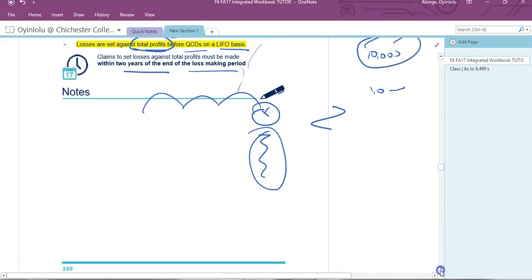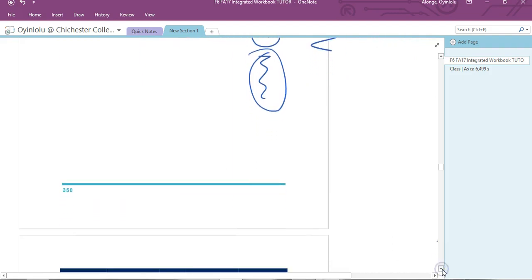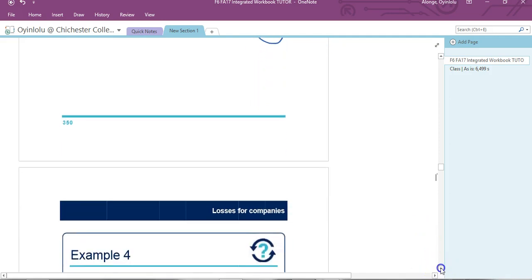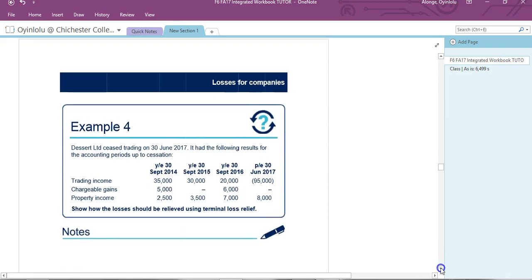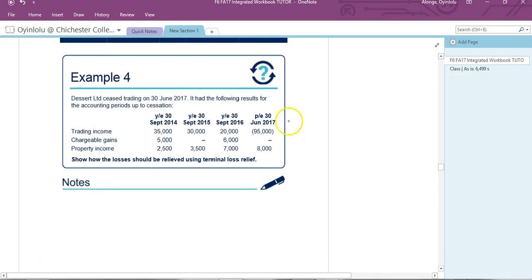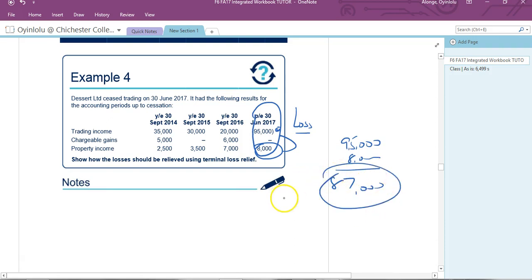Right, so let's look at this example here just to illustrate what's happening with terminal loss relief. So what are we saying? We are saying that you have this trading income, and you have a 9-month period where you have a loss. And so first of all, wipe out any property income here and look at what the net loss is. So 95,000 minus 8,050, that's 87,000 pounds worth of loss available to work with.